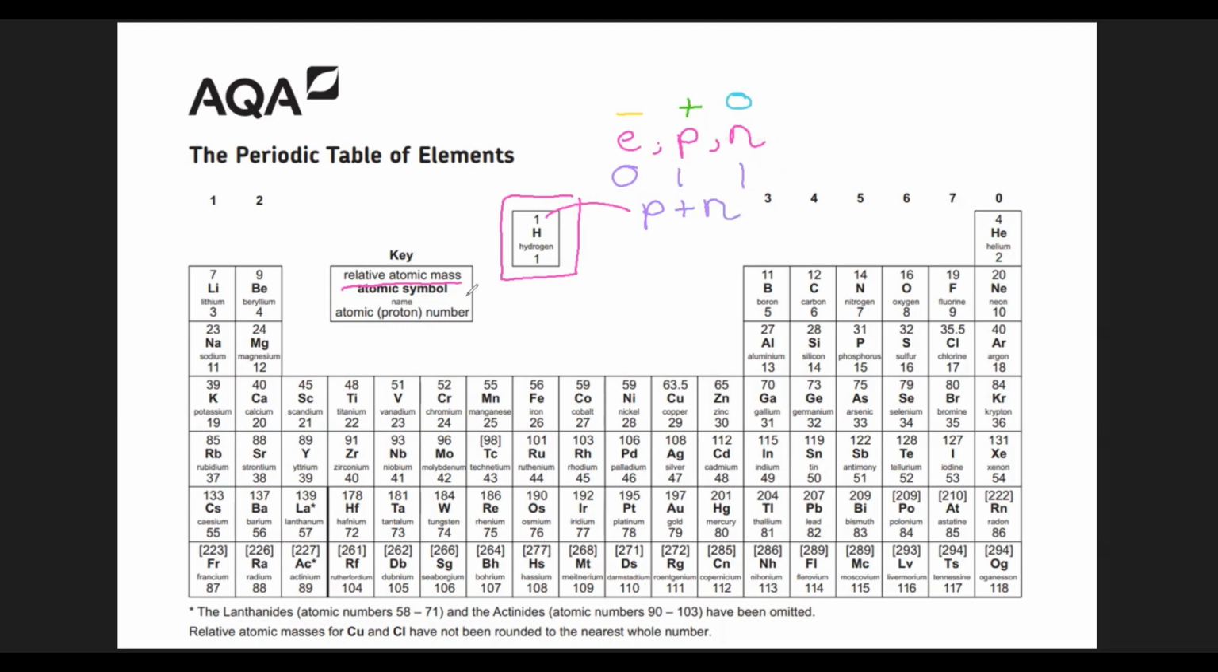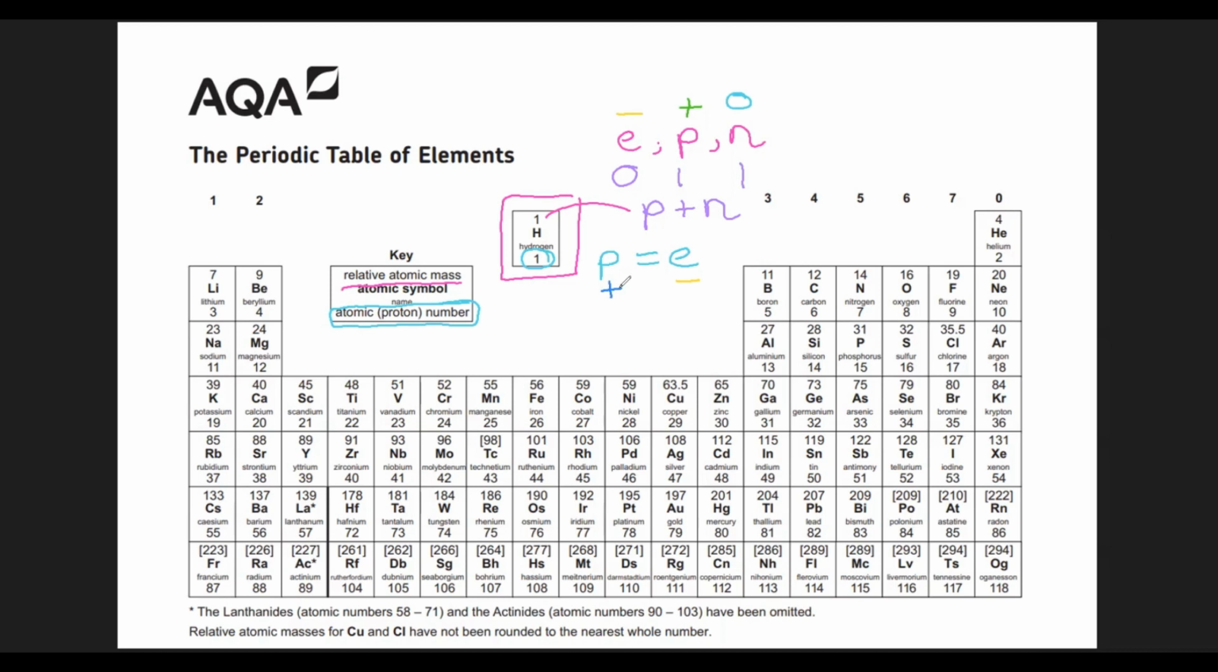Then, if we have a look at the atomic number, for AQA, they tell you that the atomic number is the proton number. And if you remember before, I said that the amount of electrons and the amount of protons are equal, so that we have an overall neutral charge in our atom. So our atomic number, which is the bottom number, is equal to our protons, which is equal to our number of electrons. Because again, we want this charge to be equal. Now, if that is too complicated to remember, the big number is always the atomic mass. The small number is always the atomic number.